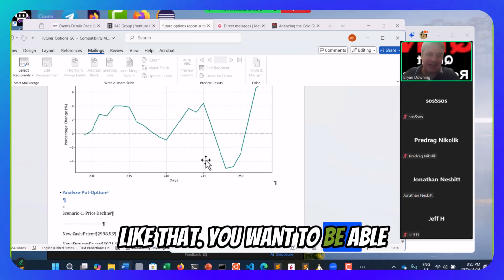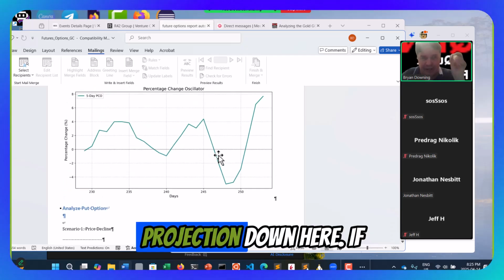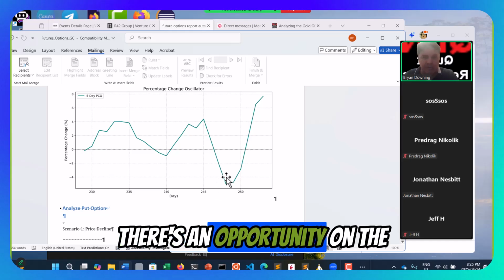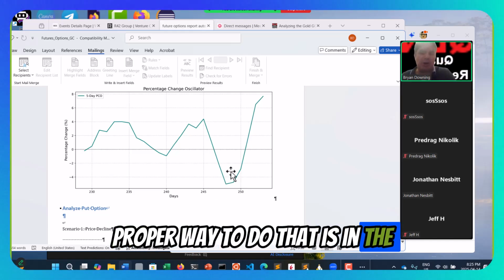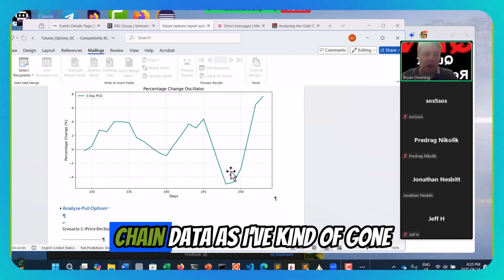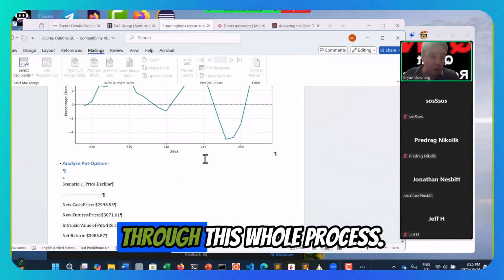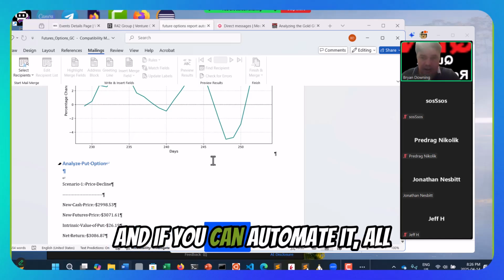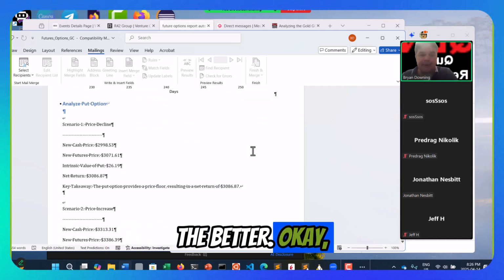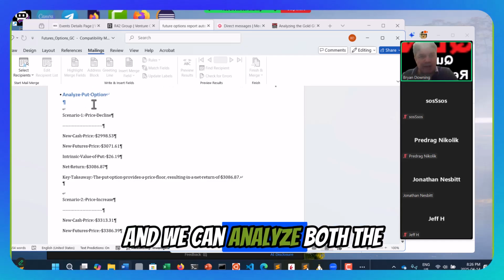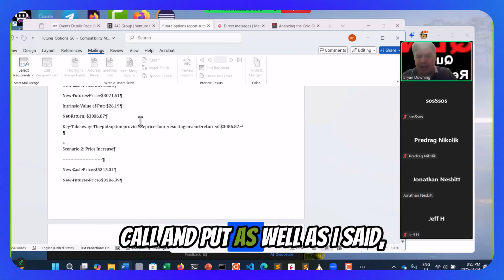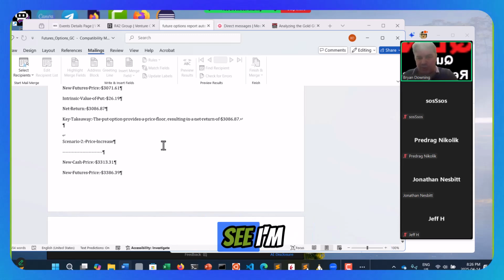You just don't want to trade like that. You want to be able to quantify and qualify your projection down here, whether there's an opportunity on the trade or not. And the only real proper way to do that is in the options space, using option chain data, as I've gone through in this whole process. And if you can automate it, all the better. So we have here our put option, and we can analyze both the call and the put as well.